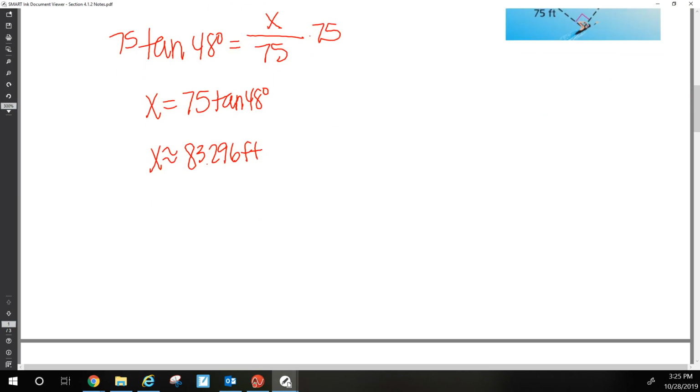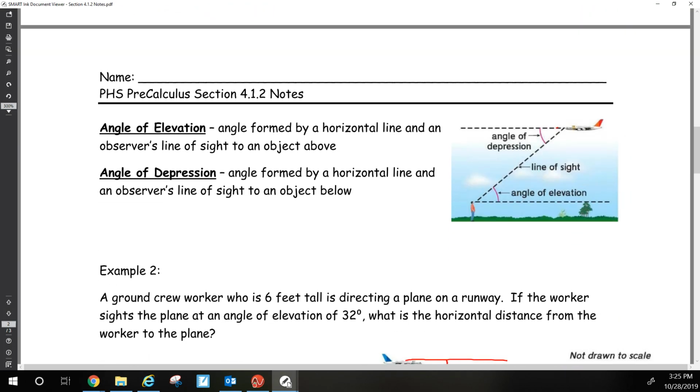All right, guys, welcome back. Here's example number 2 of our trig word problems. We're going to do angle of elevation, angle of depression. Let's talk about this real quick.